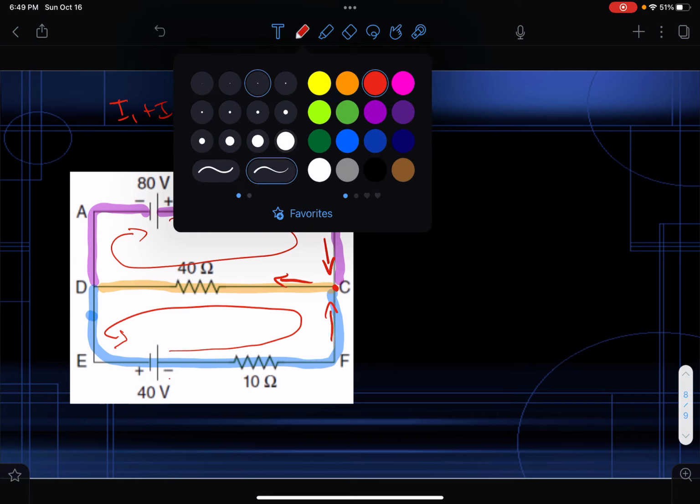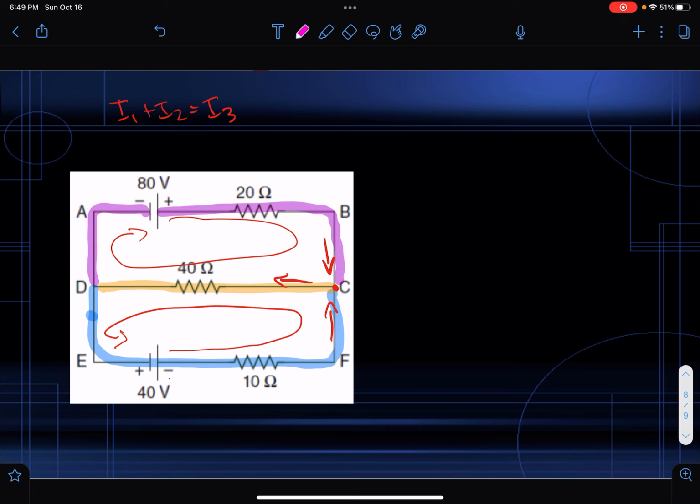All right, so let's go ahead and figure out my voltage. So for the first loop, I'm going to jump right into it. These aren't quite labeled R1s and R2s, so I'm going to label this R1, this R2, and this R3, just in case anybody's confused. My first loop, I have 80 minus 20 I1 minus 40 I3 is equal to 0.